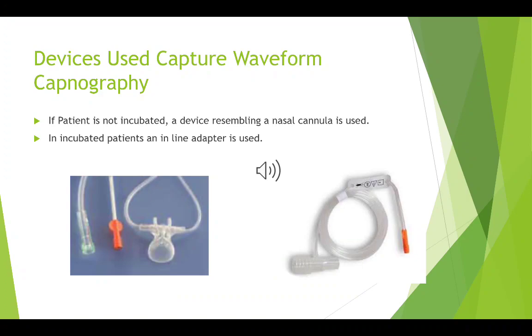Obviously, we're going to use the one on the left if we have a patient that's alert and awake. If they're on CPAP, we'll put it underneath the CPAP mask. If the patient's intubated or if it's full arrest, we'll use the one on the right.